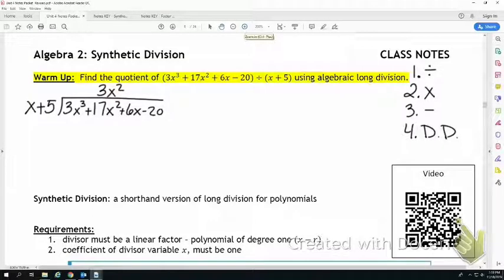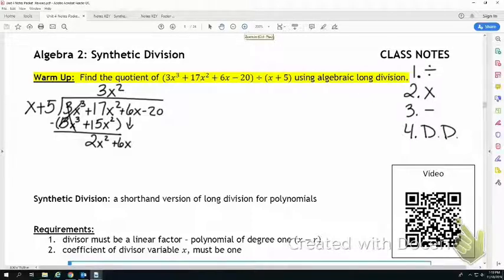I'm then going to do what? Multiply. Okay, and if you want to think of distribution, that might be a little bit better. Distribute that to my divisor. So I get 3x cubed plus 15x squared. The minus is going to cancel that. So what am I going to get right there? 2x squared. I drop down my next term. And then I do the whole process over again.